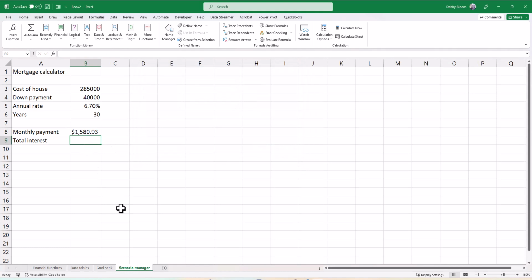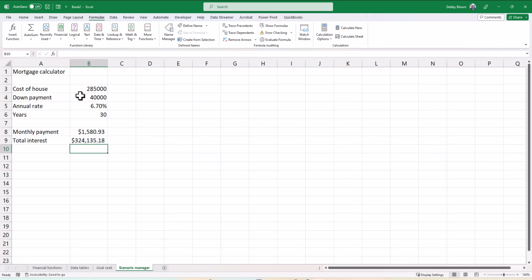Now, let's calculate the total interest. So again, to calculate the total interest, I'm going to take the monthly payment, multiply it by 12, multiply it by the number of years, and then subtract the amount financed, open parentheses, which is the cost of the house minus the down payment, close parentheses, and we are paying a total of $324,000 in interest. So with Scenario Manager, we're going to have changing cells. Our changing cells are going to be all 4 of these, and we're going to have result cells, which will be the monthly payment and the total interest.